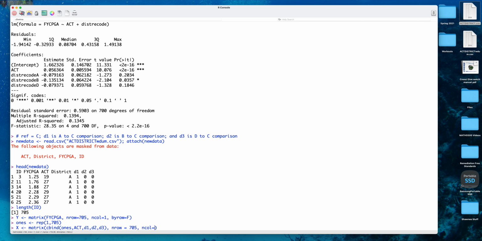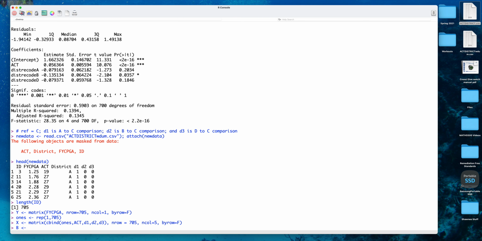Now the last thing I want to do is look at the X matrix, because it's going to be a 705 by 5 matrix, so it would just clutter up the output, and I don't want to do that. All right, let's grab our B.